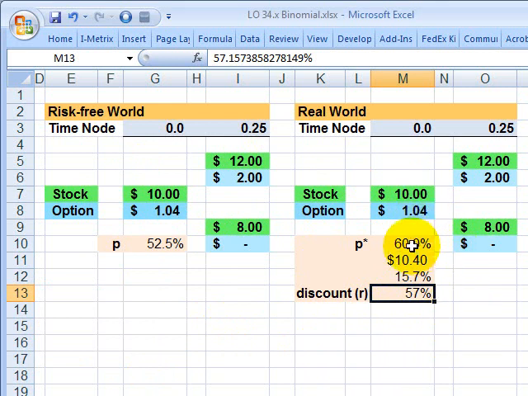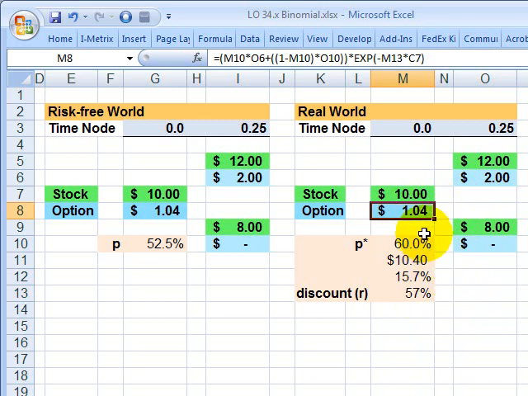Now what I've done on the right is I still have a higher expected return on the stock. A probability of an up jump of 60% implies an expected return on the stock of 16%. So I do have a higher expected future value of the stock option. This is true. That's a difference here in the real world on the right. However, the key thing is, if I'm going to do that, I need to use a higher discount rate to get back to the present. In this case, it should be 57%. And I will get here an option price on the right of $1.04, which is equal to the option price on the left.